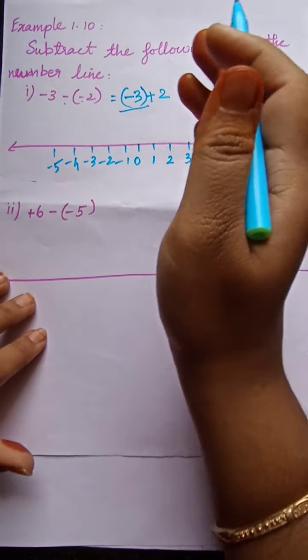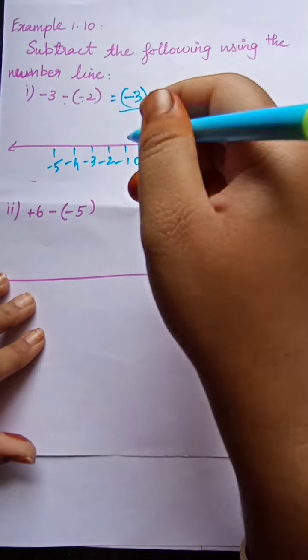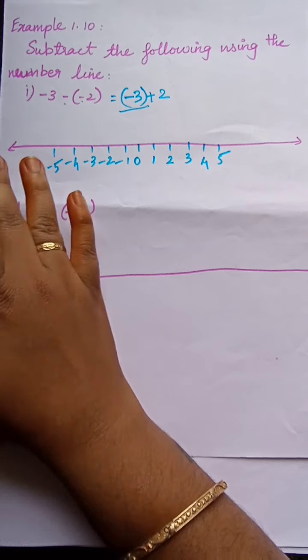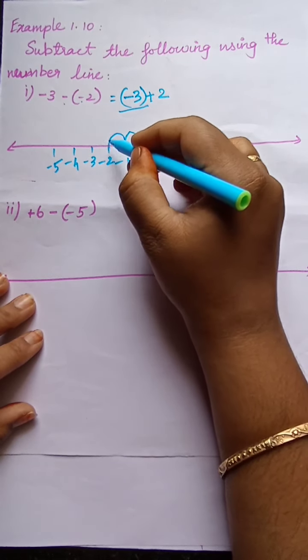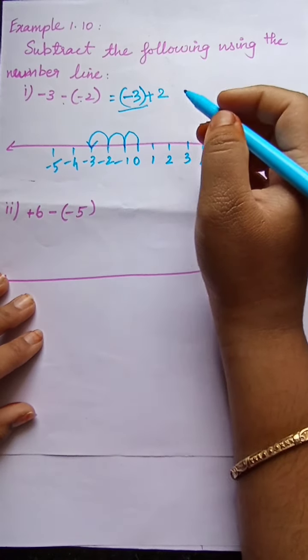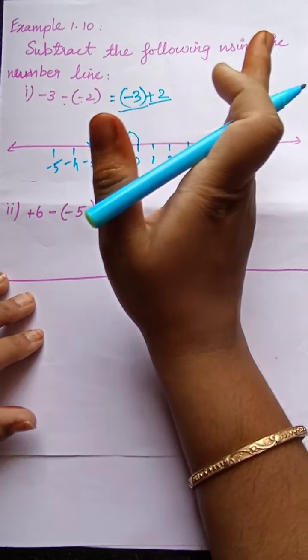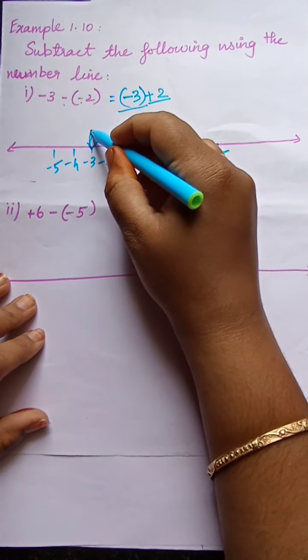Minus 3 means minus numbers are on the left hand side of 0. So from 0 we are going to move 3 units left. Here it is 1, 2, 3. So you will be at minus 3. Then what they have given is plus 2. Plus 2 means we have to move to the right hand side. So from minus 3 we have to move 2 units to the right.